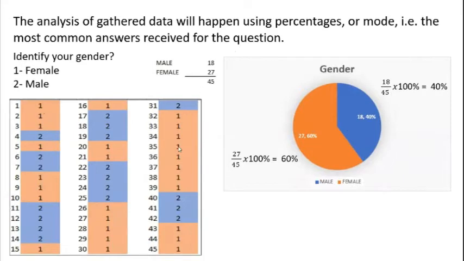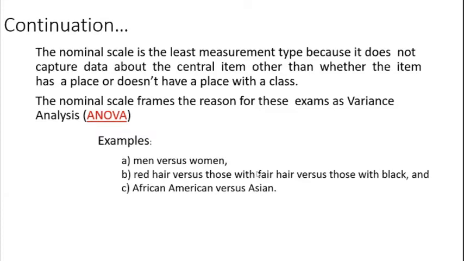So we can just determine the mode, and we cannot do anything else with it, just the mode, and then we show it in a diagram or in a graph, and that's it. That's how we interpret these numbers that we have here. The nominal scale is again the least measurement type because it does not capture data about the central item other than whether the item has a place or doesn't have a place within a given class.